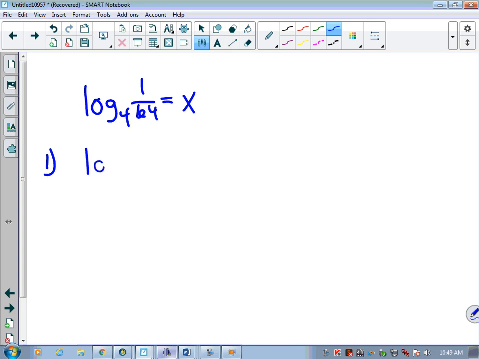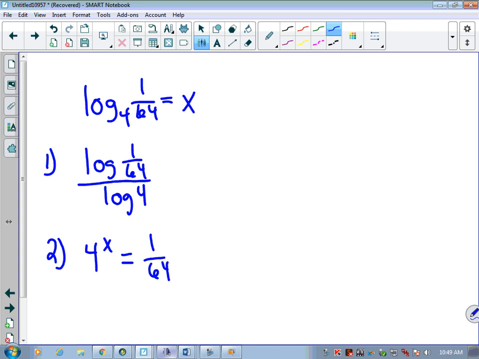Another way to do this is do it as log of 1/64 over log 4, which will give you an answer. The other way to do this is to switch it over to exponential form. That's bringing the 4 up, bringing the x over, moving the 1/64 to the other side. This is the way that I've taught you up to this point, where we're taking 64 and making it 4 to a power.